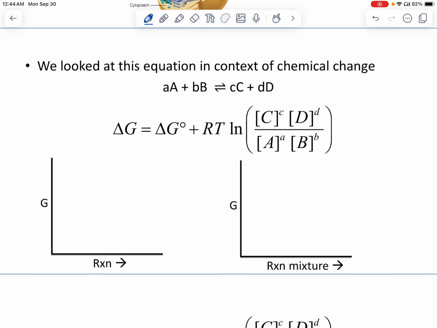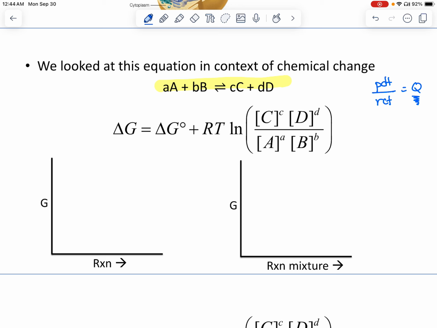We earlier looked at this equation in the context of chemical change. If I had this chemical reaction, I could determine my reaction quotient, which at its simplest is products over reactants. Remember that was Q. It's the exact same equation as for K, the equilibrium constant, but we can calculate Q at any mix. It doesn't have to be at equilibrium.